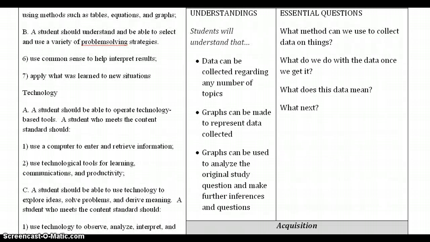I would like my students to understand that data can be collected regarding any number of topics, that graphs can be made to represent data collected, and that graphs can be used to analyze the original study question and make further inferences and questions. Each of the essential questions you see on the right would be questions I would ask my students during this unit. So the first day when we read through the book, I would be asking them, how could we collect data, and do you have ideas of what would be a good way to do that? And then I would lead them into discussion on each of these questions throughout the unit.